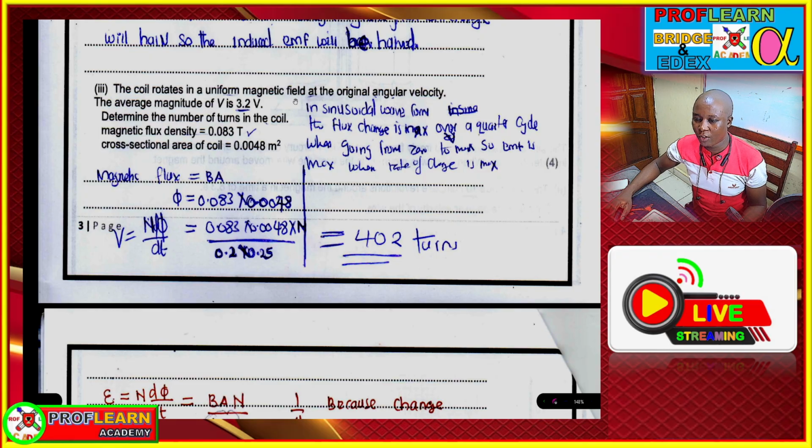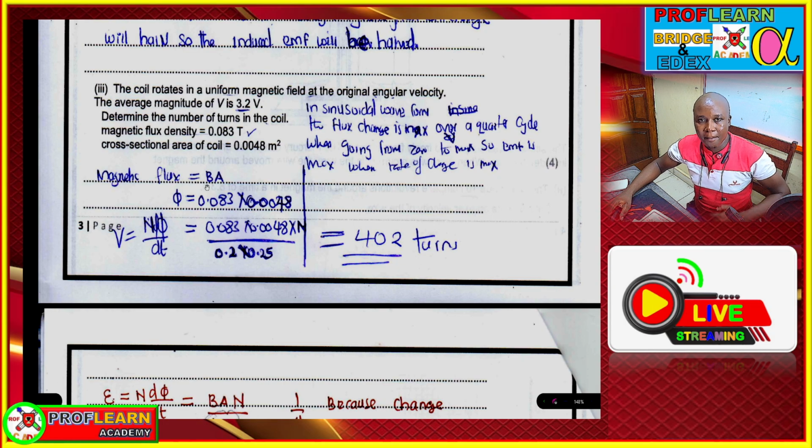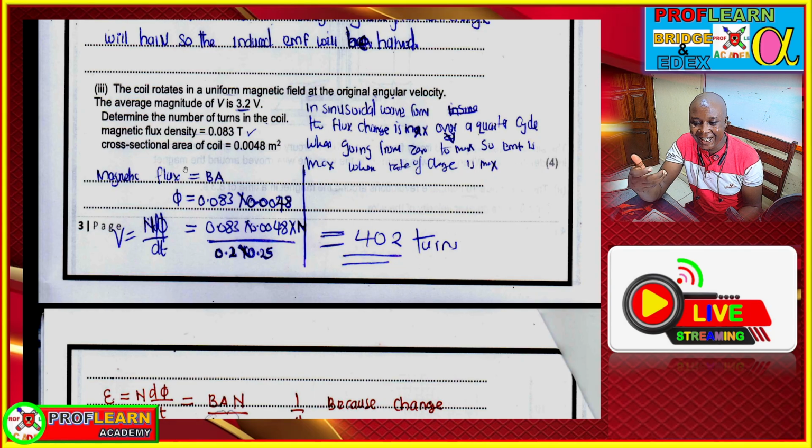The coil rotates in a uniform magnetic field at the original angular velocity. The average magnitude of V is 3.2. Determine the magnetic flux. So something that you need to understand is that induced EMF is equal to the rate of change of magnetic flux linkage. So if you want to find the magnetic flux, it's magnetic flux density times the cross-section area of the coil. So if we want to find the magnetic flux linkage, we are going to take the magnetic flux times the number of coils.